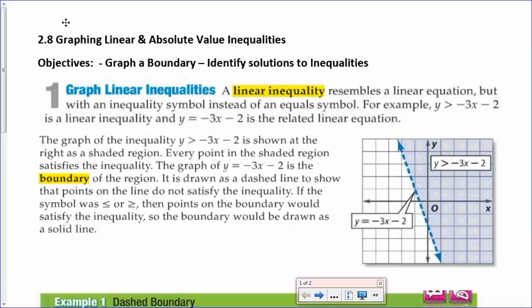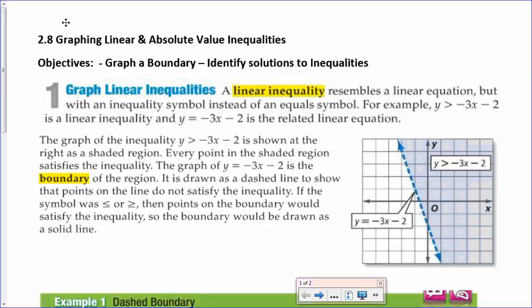Today we're going to talk about 2.8, graphing linear and absolute value inequalities. The objectives here: we need to be able to graph a boundary and identify the solutions to inequalities. So a linear inequality resembles a linear equation, but with an inequality symbol instead of an equal symbol.